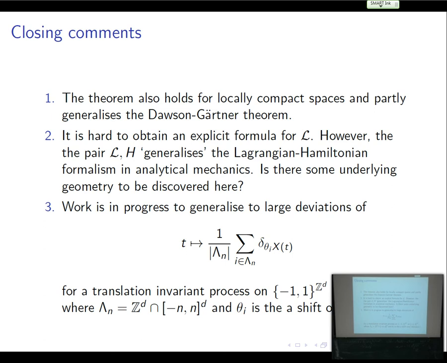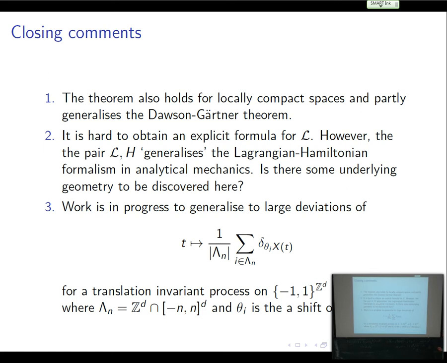What maybe should be said: the original thing I wanted to look at, for example, discrete interacting particle systems, as you can find in the book by Liggett, for that the theorem also holds. So indeed, it generalizes to processes that you actually want to look at.